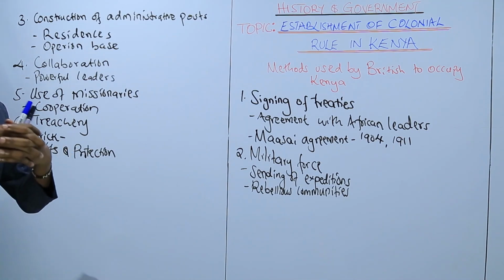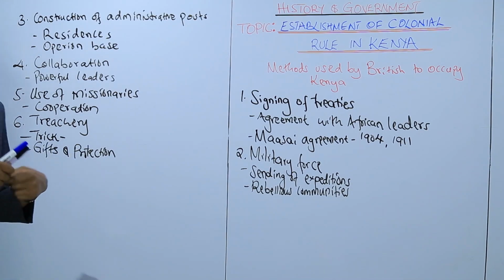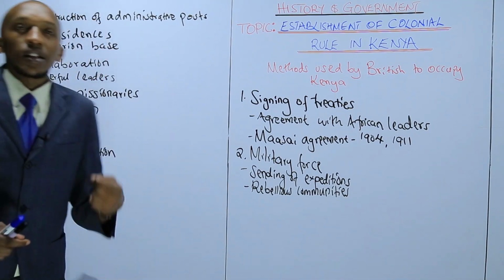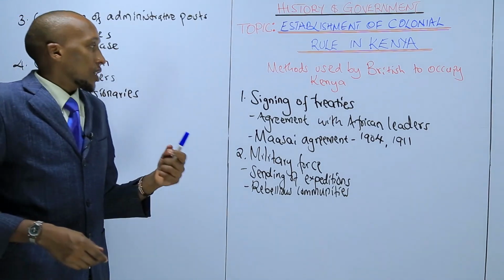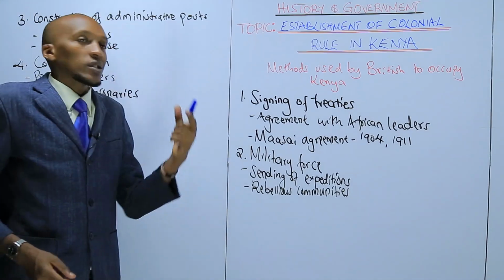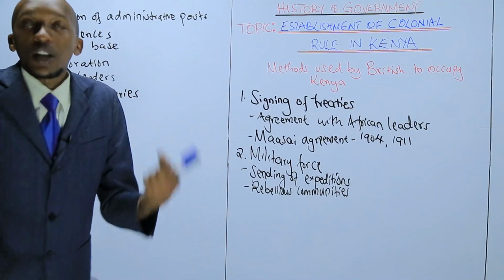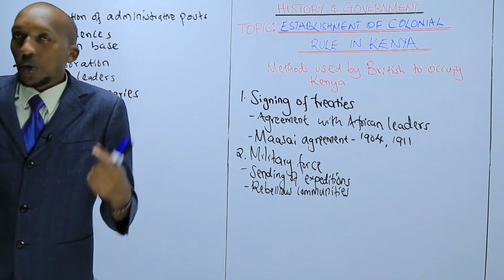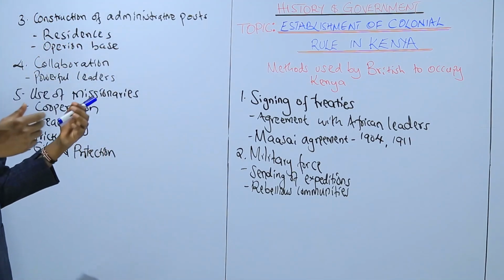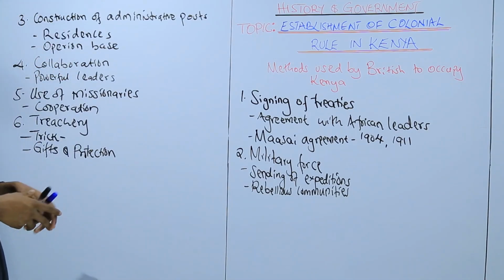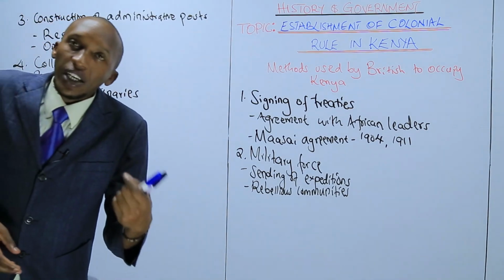So the African people were tricked into signing out their land on the pretext of being offered protection. So those are the methods that the British used to occupy Kenya. Number 1, they signed treaties with the African leaders. Number 2, they used military force, or in other words, military conquest. Number 3, they constructed administrative posts that acted as the residences for the British officials, and also a base of operation.